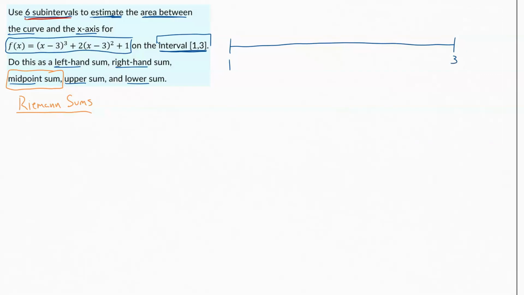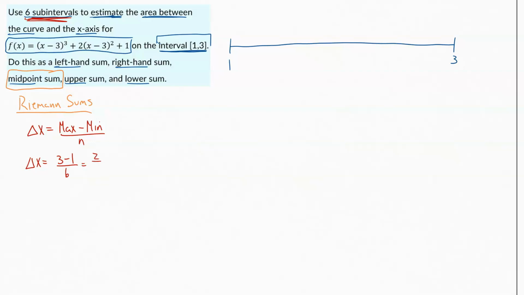To do that, I need to find my delta x. The delta x is how much x goes from one gap to the next gap. To find that, we use a little formula. This would be max minus min divided by the number of intervals. So for this one, our delta x is going to be a max of 3 minus a min of 1, and then over our number of subintervals, which is the 6 that they gave us at the beginning of the problem.